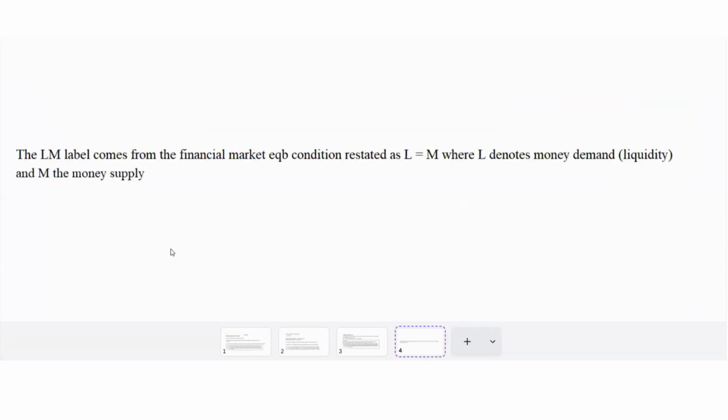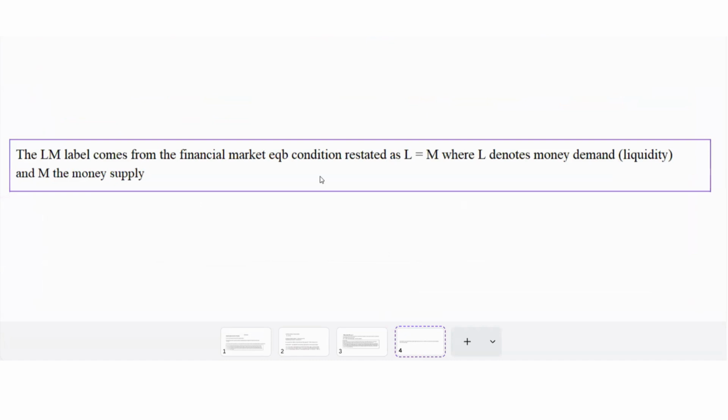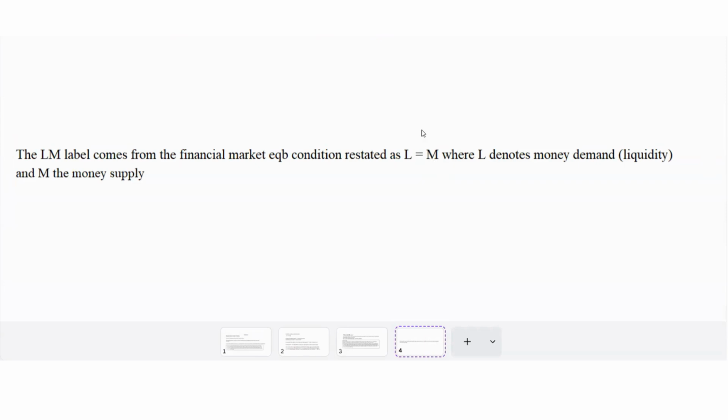Now, where does the LM label come from? It comes from the financial market equilibrium condition stated as L is equal to M, where L denotes money demand or liquidity, because money is the most liquid asset. So we use L to denote money demand, because money is the most liquid asset, and M represents money supply. So the LM label comes from the fact that the financial market equilibrium condition can be stated as L equals M.